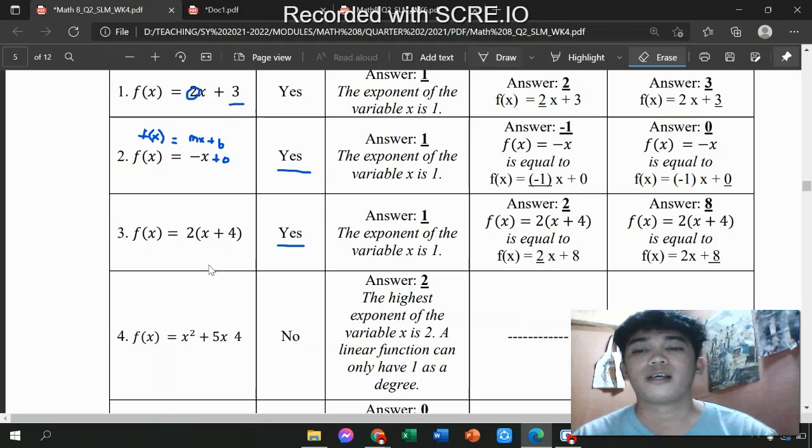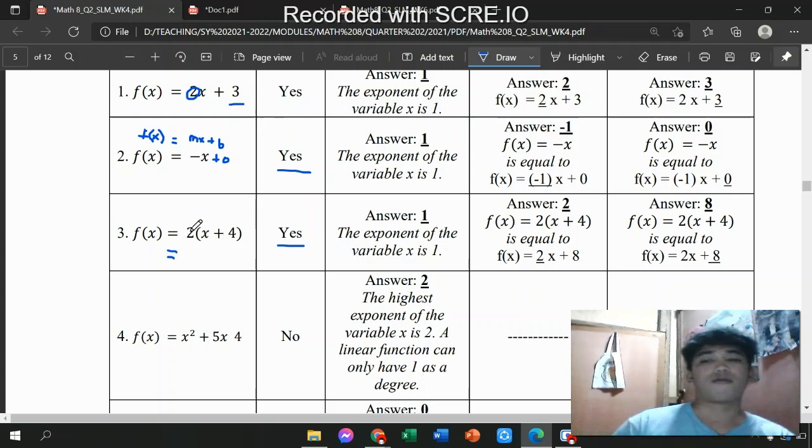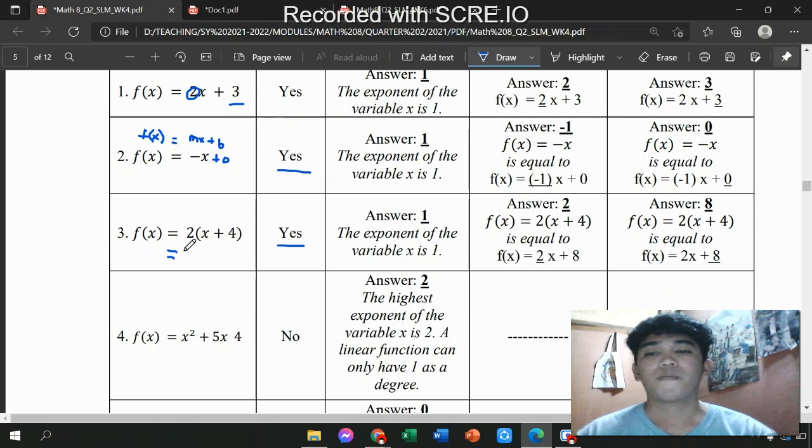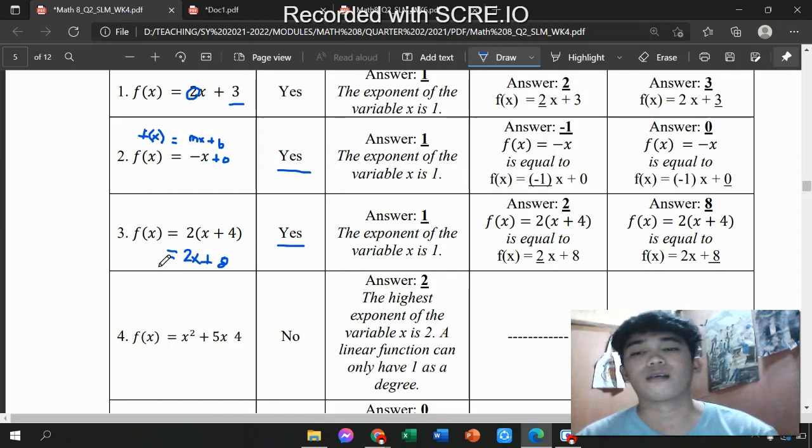So this is just equal to, kaning 2 is atong i-distribute sa nasa parentheses. So 2 times x, mahimo ng 2x, and 2 times 4 is positive 8. So napurma ra gyapon siyang f of x equals mx plus b.